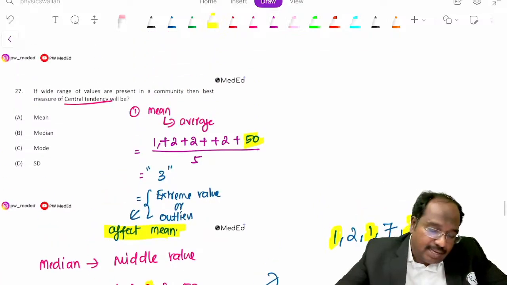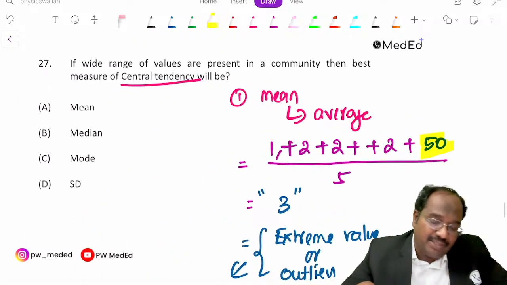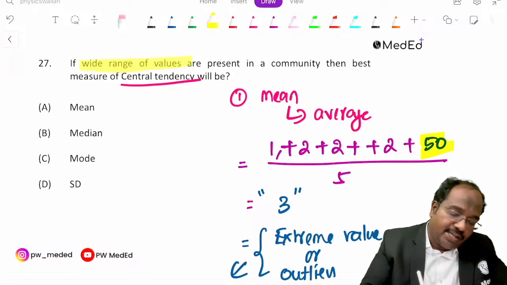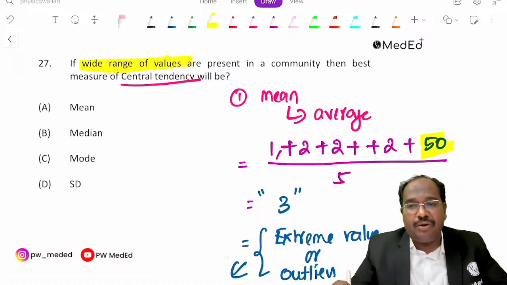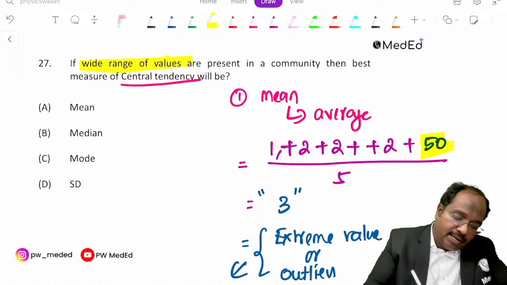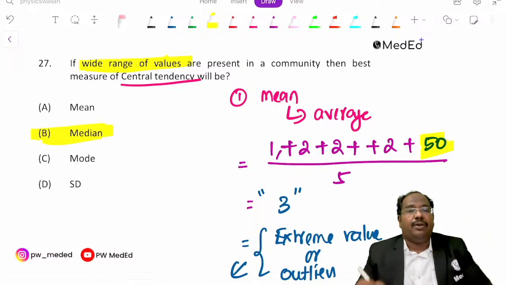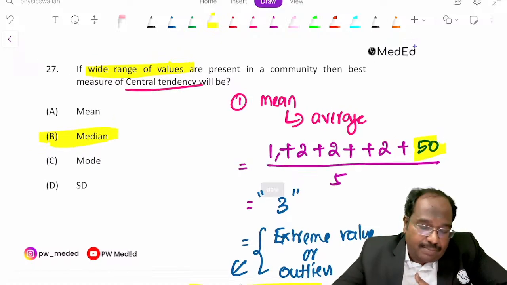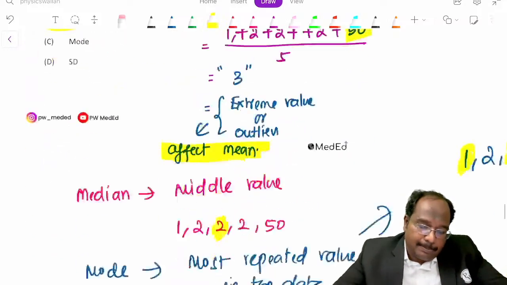Now, what is the answer here? If a wide range of values are there in the community, what is the best measure? Wide range of values means they are talking about extreme values or outliers. If an extreme value or outlier is present, then it becomes median. The answer for this question will be median, guys. Okay, median. Next.